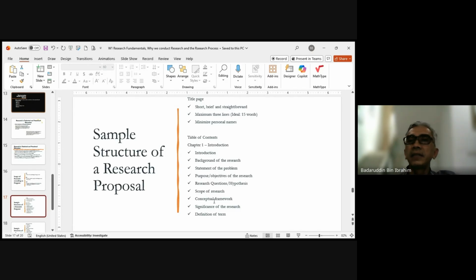Maximum 3 lines or ideal 15 words. And then minimize the personal name. So personal name is not allowed in the title actually.